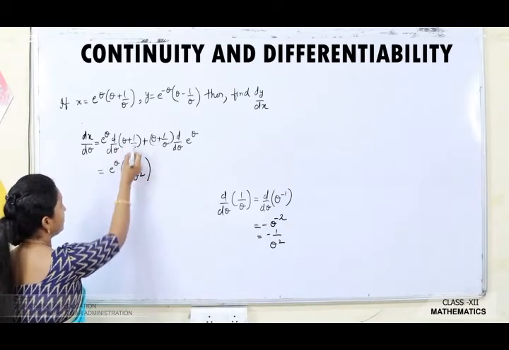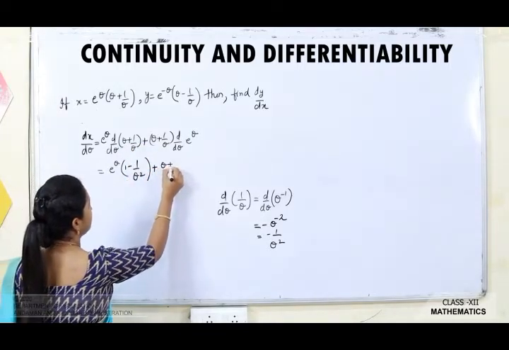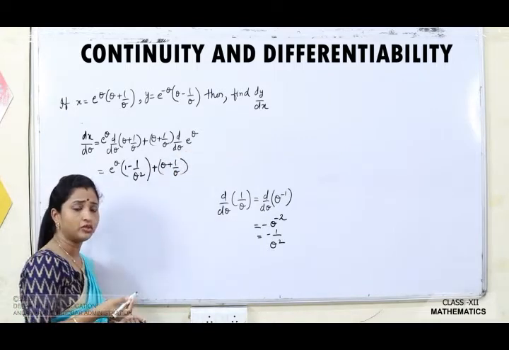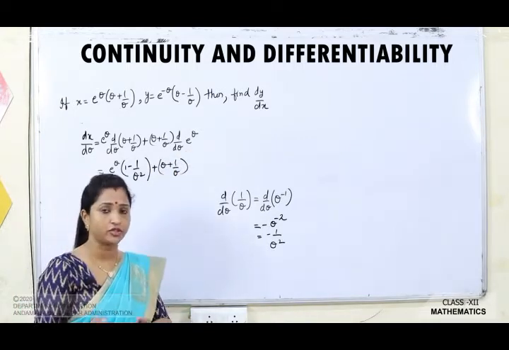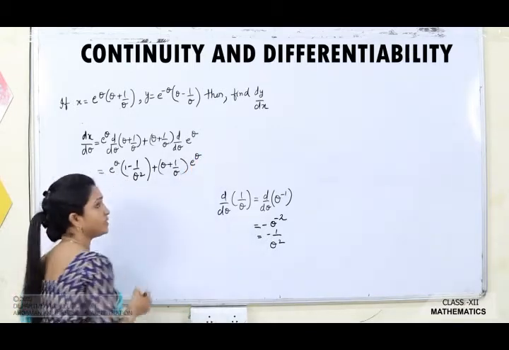So, here I can write it down as first function times derivative of second, the derivative of theta minus 1 by theta is 1 plus 1 by theta square, plus theta minus 1 by theta times the derivative of e power theta. We know the derivative of e power x is the same function, that is e power x. So, here also we will write it down as e power theta.